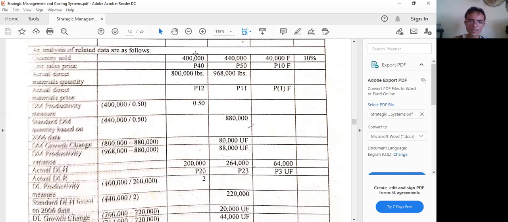So just like your 400,000 quantity sold divided by the actual direct materials quantity used of 800,000, we get 0.5, and that's the measure that we divided with the 440,000 of 2007 to get the standard direct materials quantity based on 2006 data. So the previous year is becoming the standard. And that will be used in the next year to compare with the actual here to get our variance. And then of course there is also the growth, which is unfavorable. Productivity, that's the point of productivity for the measure.